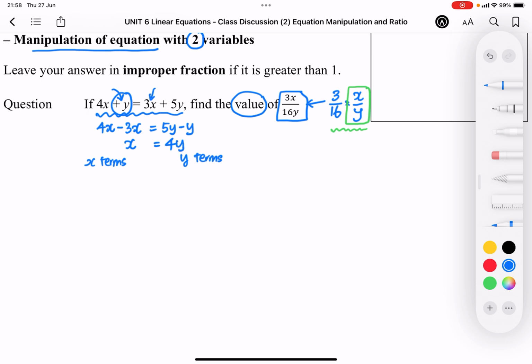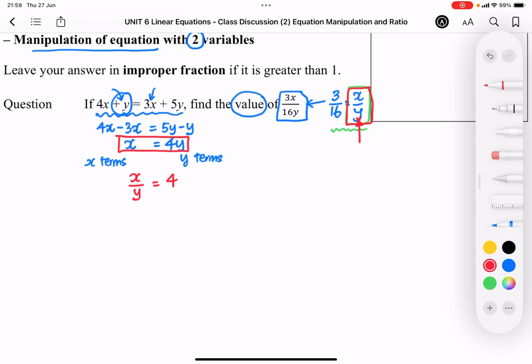Now remember, we wanted to find the value of x over y. So if you notice here, the x is on the left-hand side, and we have a y on the right-hand side. To make the left-hand side look like what is required here, we are going to divide both sides by y. So when we divide both sides by y, the left-hand side becomes x divided by y, and the right-hand side is left with 4, since 4y divided by y, the y will disappear, or it becomes 1.